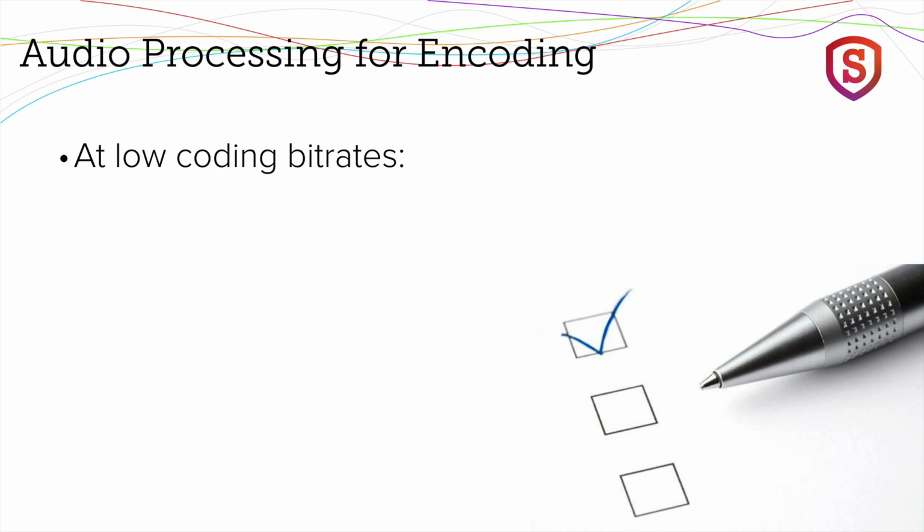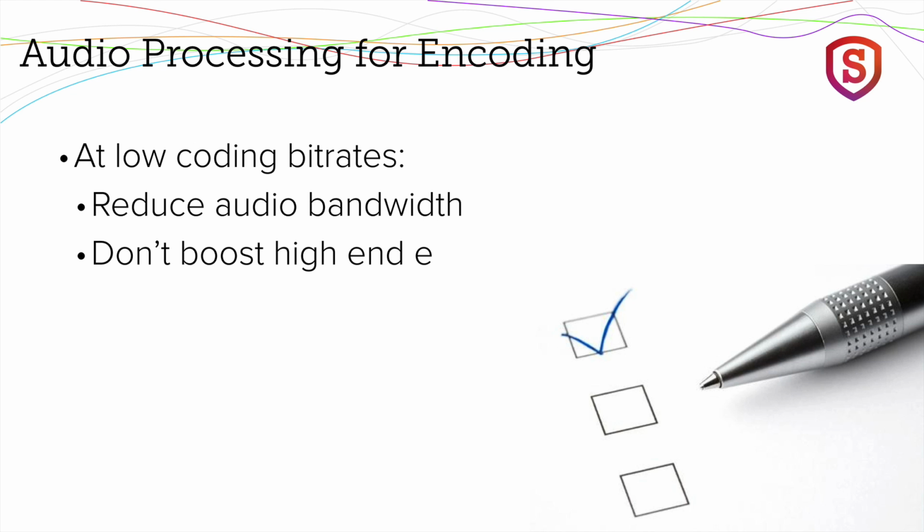At low coding bit rates, let's say you're putting out a couple of streams, a medium bitrate stream and a low bitrate stream for those who are connection challenged. Well, at low coding bit rates, reduce the audio bandwidth. That is, roll off the high end if you need to, and certainly don't boost the high end energy, because a low bitrate codec has to throw out more data than a higher bitrate codec.